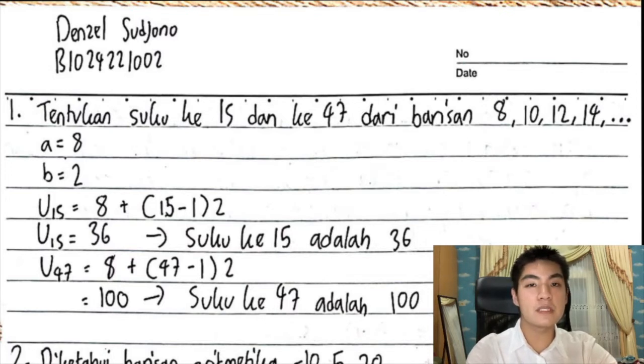Then to find the 47th number of the set, we can use the same formula, which is 8 plus 47 minus 1 times 2, and the result is 100. So the 47th number of the set is 100.